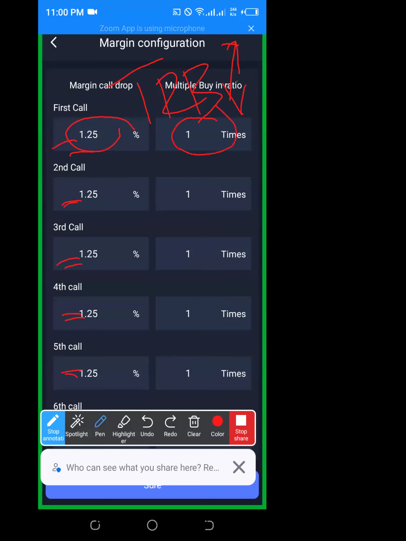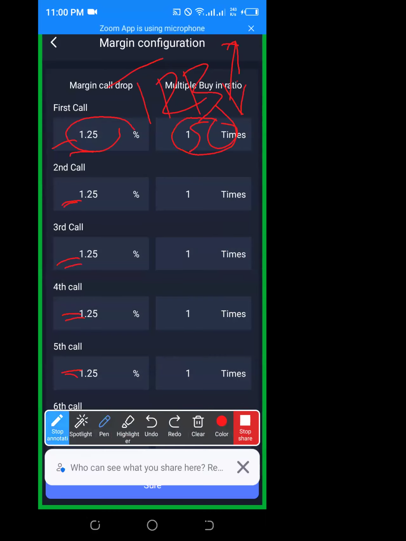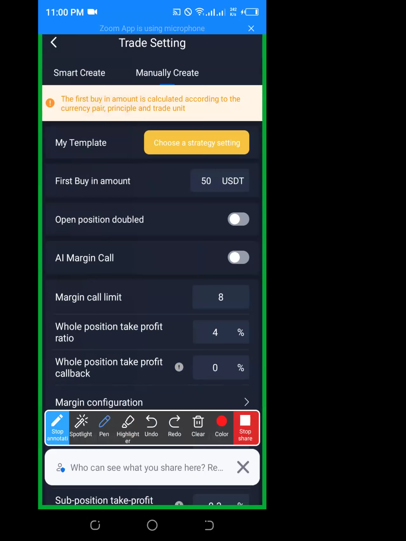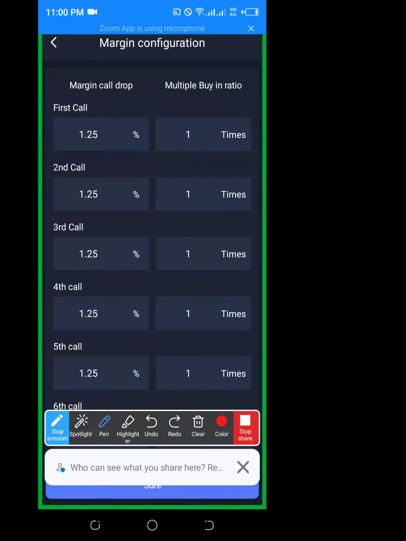It will invest $50 one time. So how does the robot invest the $50? How does the robot invest more money in the margin calls? It multiplies the ratios with the first buying amount, which is 50. So 1 times 50, that is 50. So that's why in each and every margin call, the robot will be investing $50 one time.